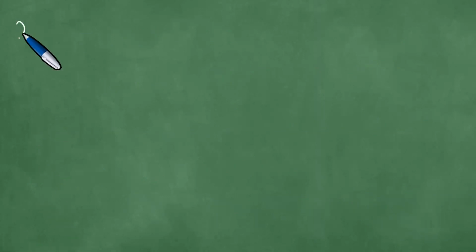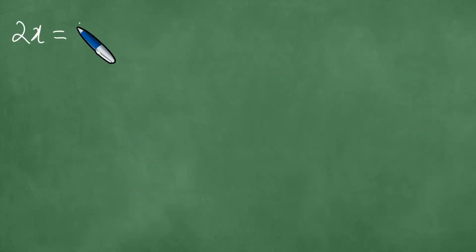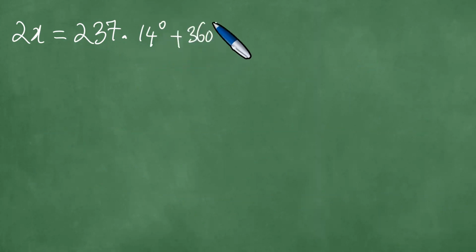Which means 2x, 180 plus 57.14, is actually the same as 237.14. So 2x is 237.14 degrees plus 360 degrees by k.